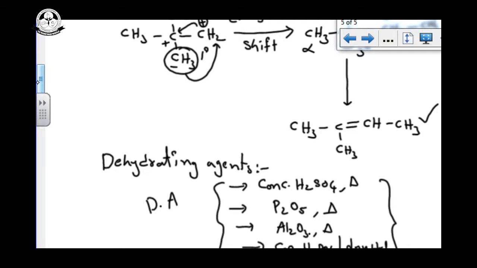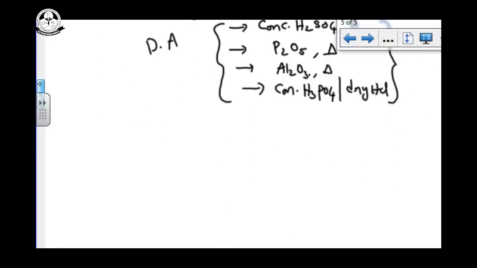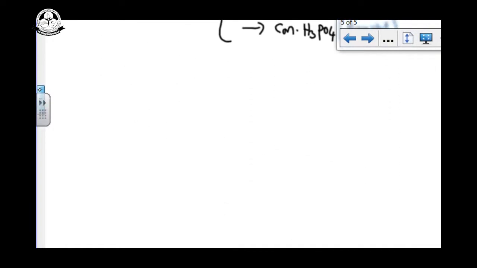Now this is the dehydration of alcohols, how to convert from alcohol to alkenes. Now see the second method of preparation of alkenes from alkyl halides.